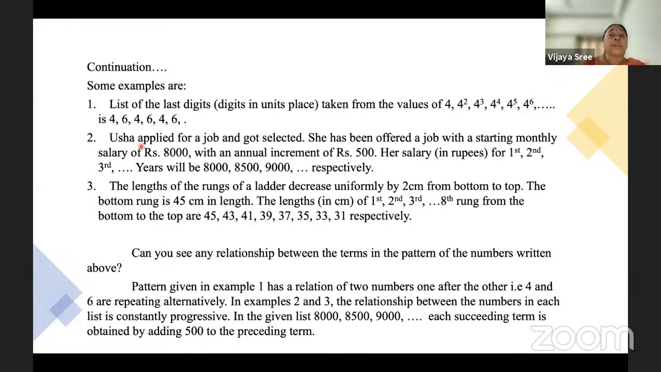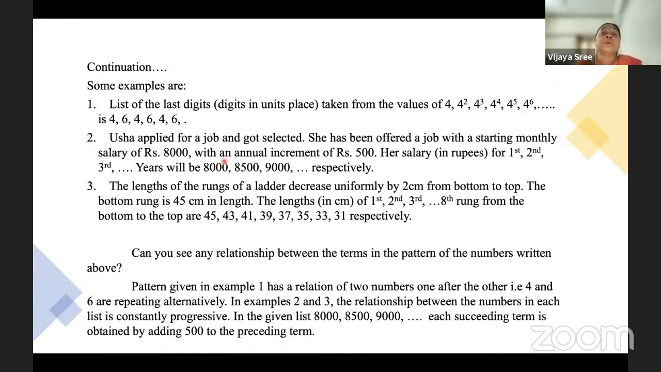4, 6. Repeating alternatively. In examples 2 and 3, the relationship between the numbers in each list is constantly progressive. 8,000 plus 500 is 8,500. Here, 8,500 plus 500 is 9,000. And what is the next? 9,500. This is the constantly progressive. In the given list of 8,000, 8,500, 9,000, and so on, each succeeding term is obtained by adding 500 to the preceding term.